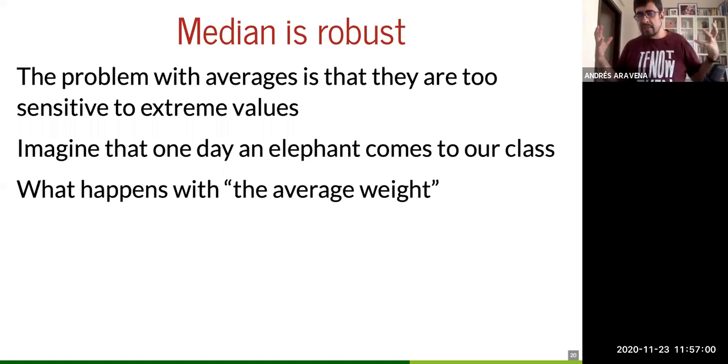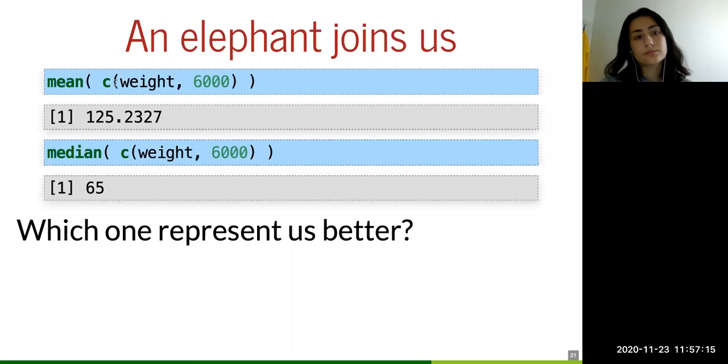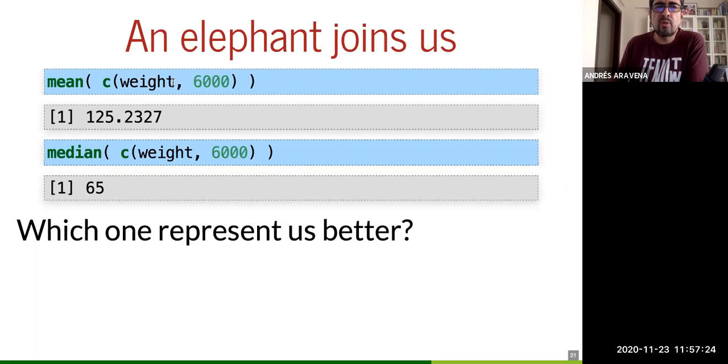So we have the average weight. And let's say that one day we have an elephant student and we have one extra 6,000. What happened with the average? What I did here is, you see, I concatenate the vector of weights with one extra number. That is how I put an extra number. So this is our course, our group plus one elephant. What happened with the mean? The arithmetic mean increases almost twice. One new person in the group, and the mean changes a lot.